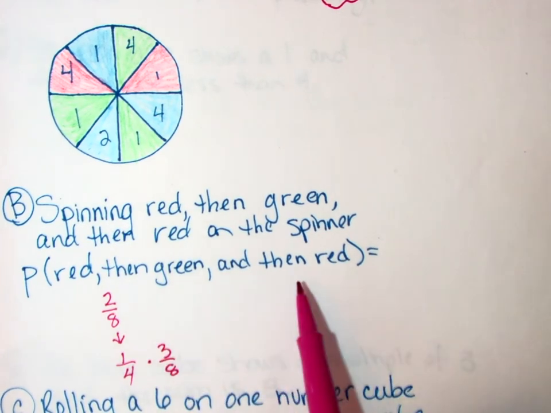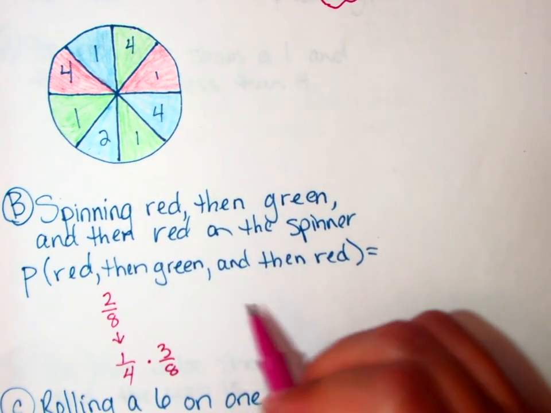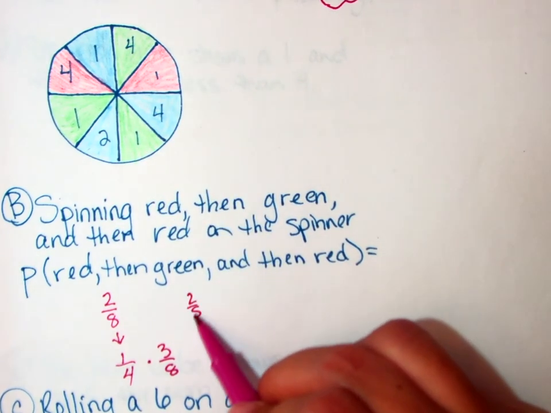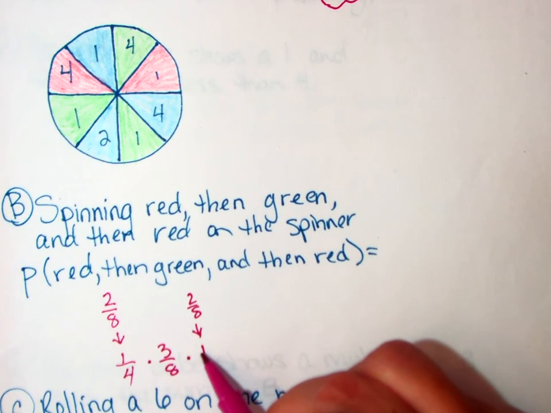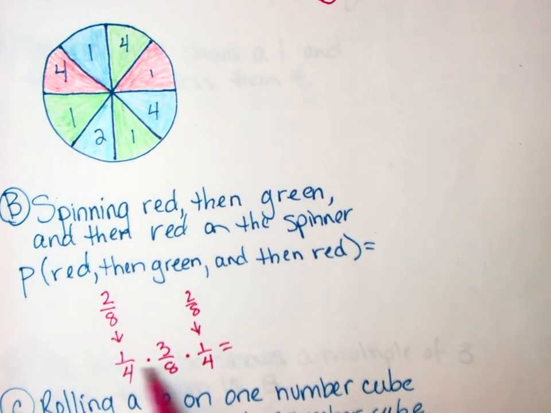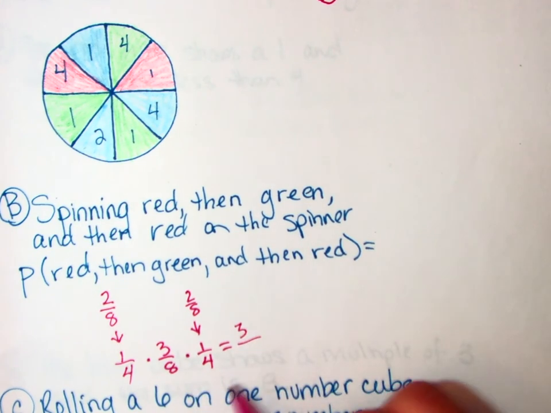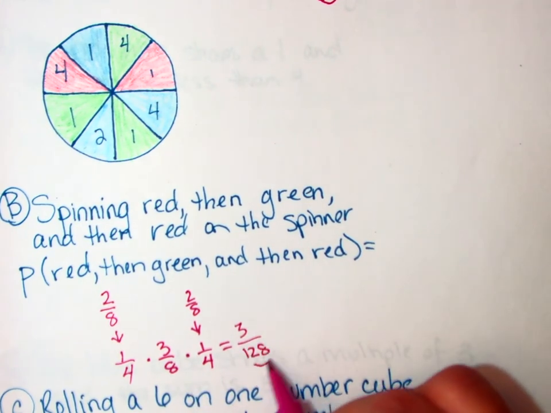Okay. And then another red. So I have 2 reds out of 8. So that 2 out of 8 I'm going to reduce to 1/4. And we're going to multiply them all together. 1 times 3 times 1 is 3. 4 times 8 times another 4 is 128.